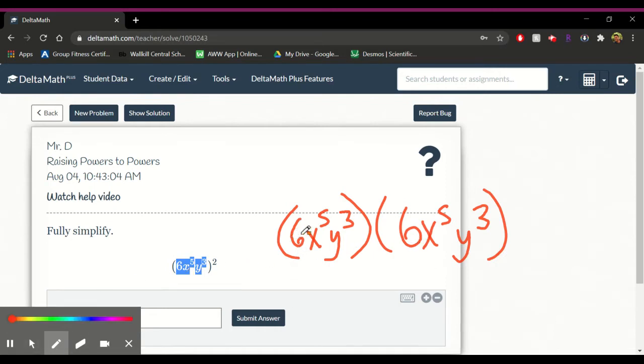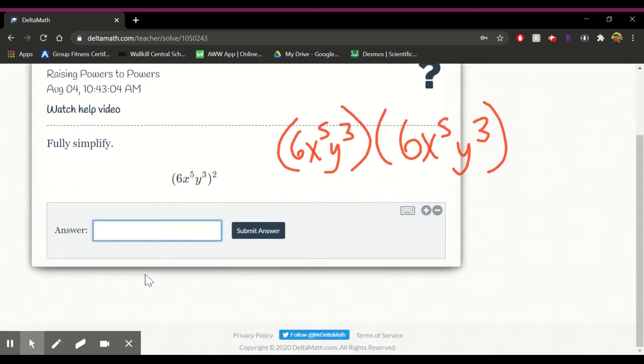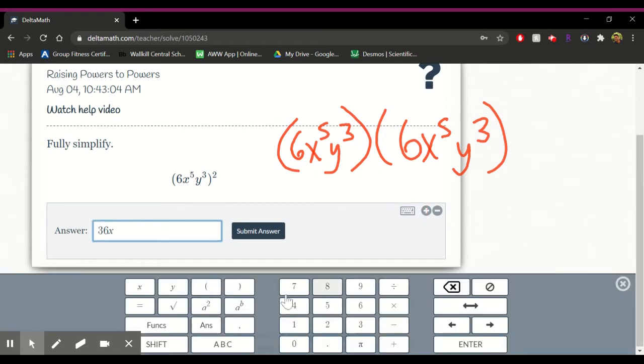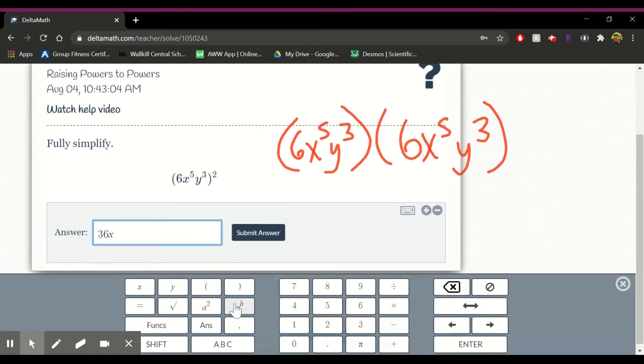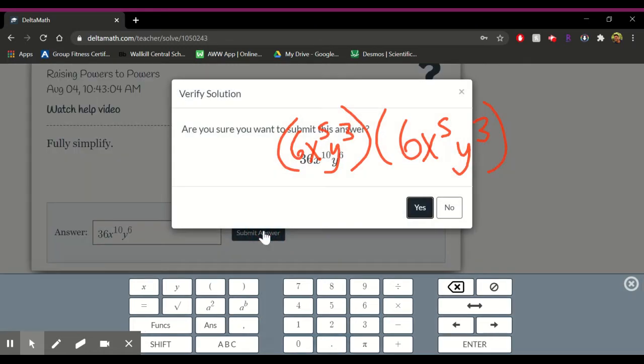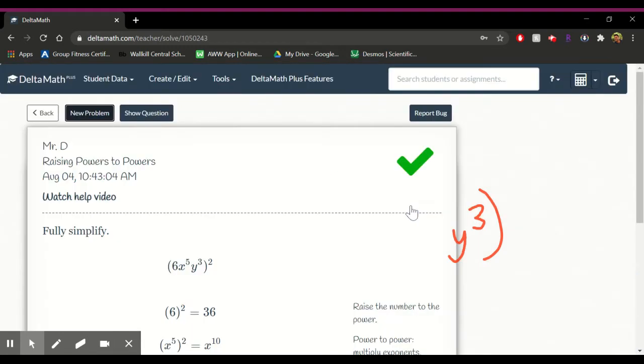Again, I multiply the numbers out in front. 6 times 6, which is 36. x to the 5th and x to the 5th, I add the exponents. Remember, x to the 10th. And then the y's, y to the 3rd, y to the 3rd is y to the 6th. Submit. And yes.